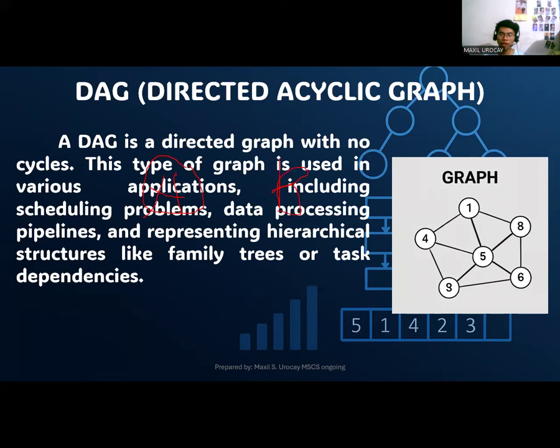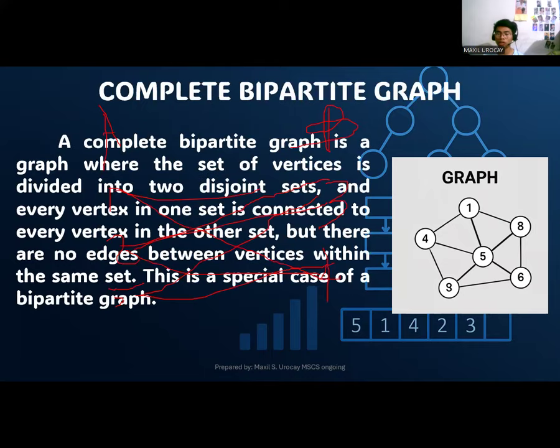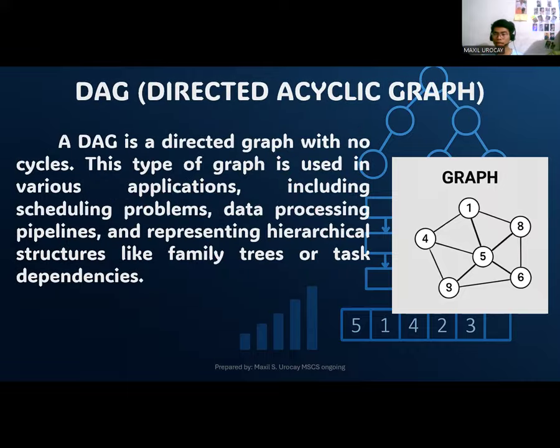A connected to B, connected to C. However, there will be a direction. So A goes to B, B goes to C. That's actually one directional, and of course not containing any cycles, since that is actually an acyclic graph.